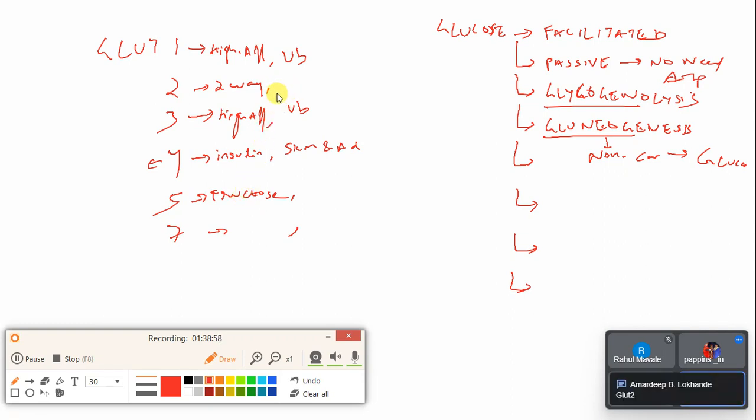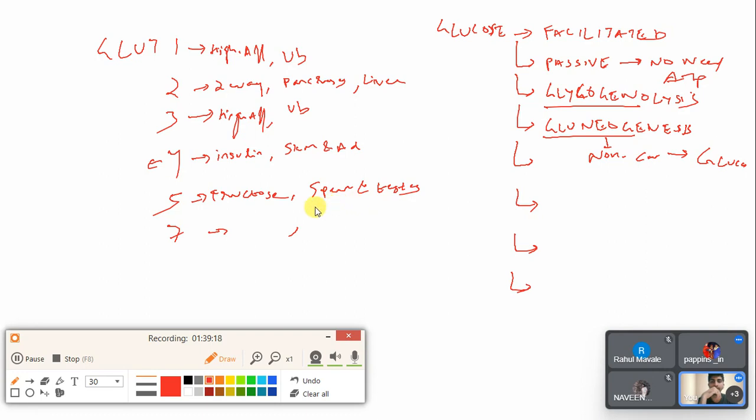It is for the sensing of glucose. It's the pancreas to sense the glucose, and the liver to send the glucose based on the requirement. Now, fructose. GLUT5 is present on sperm and testis. These cells have the highest concentration of fructose. They are quite sweet. And GLUT7 is present on the ER, that is the SER, where gluconeogenesis occurs.